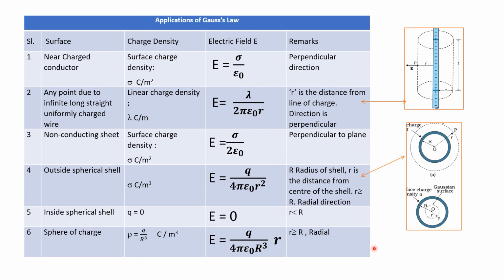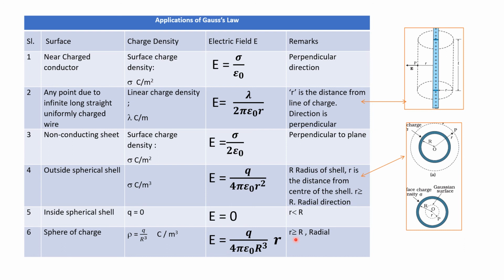In yet another case, sphere of charge, here we consider volume charge, rho is equal to Q over capital R cube, and we can derive the electric field intensity as E is equal to Q over 4 pi epsilon naught R cube into r, where r is greater than capital R. r is outside the radius.